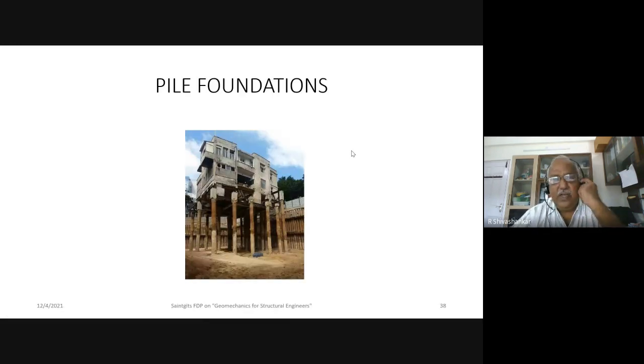Okay, this is just a figure I liked from the internet, and it shows how a pile was completely exposed.